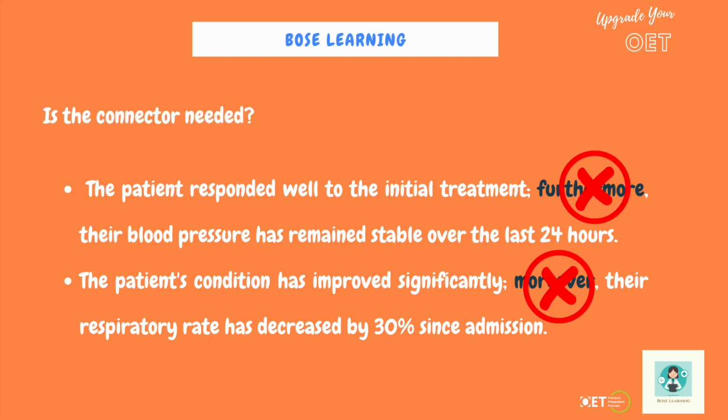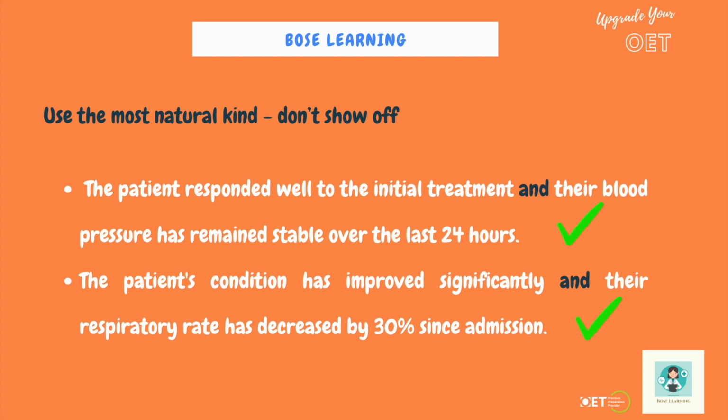So, what do we think? Well, actually, in both cases, these connectors do absolutely nothing to add information to the reader. They don't enhance the sentences in any way. In fact, it would be much better just to use a simple, natural kind of connector like and. Don't show off, just be natural and professional. The patient responded well to the initial treatment and their blood pressure has remained stable. The patient's condition has improved significantly and their respiratory rate has decreased. That's far easier to read, it's far simpler, and that's what you need for your OET.